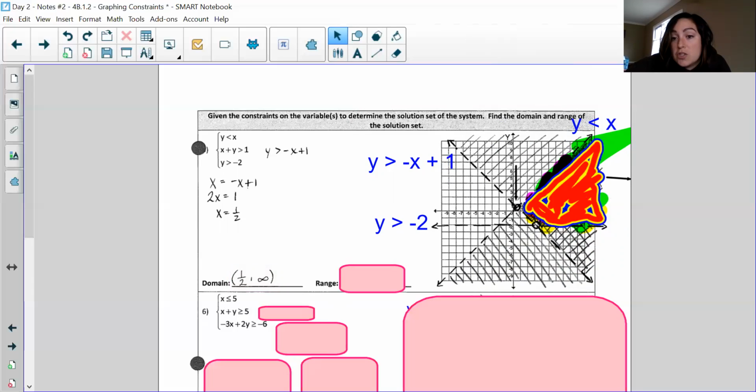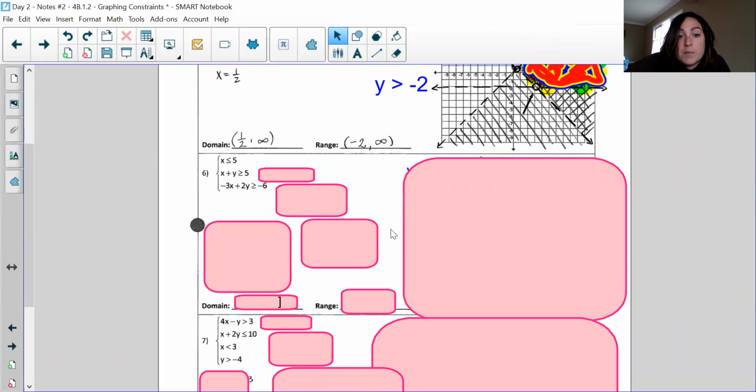And now our range is everything from the lowest y value, which is right here, to the largest y value, which is all the way at positive infinity. So our range is going to be everything from -2 to infinity. Again, non-inclusive because dashed line means the line itself is not part of the solution.